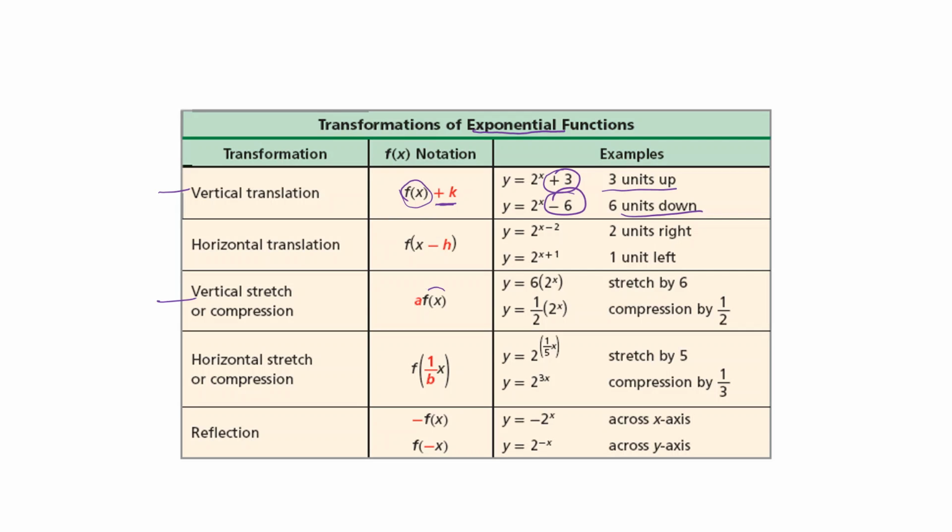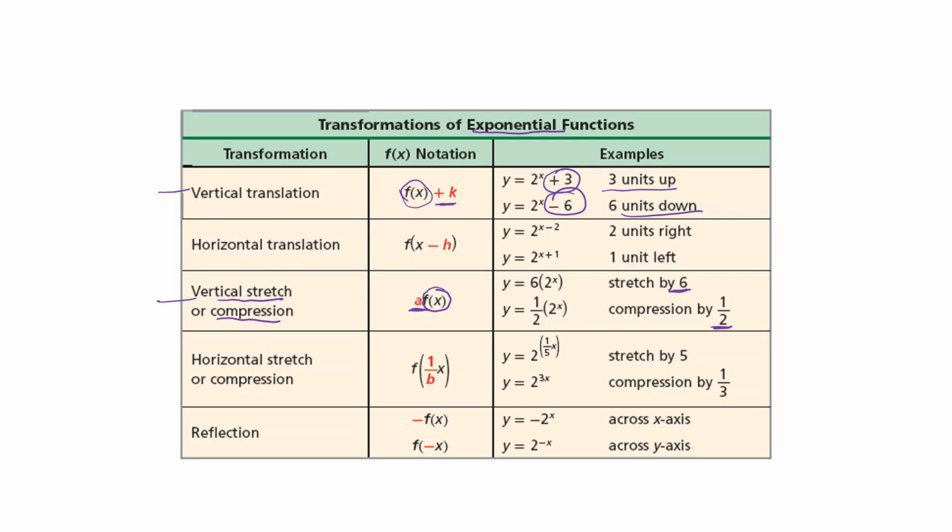Same way, if we have our y and we multiply something to it, that's going to tell us a vertical stretch or a vertical compression. Remember, a stretch if it's greater than 1, and a compression if it's less than 1. In our example here, you can see y equals 6 times 2 to the x power. So it's just going to be a stretch by 6. When you multiply, you're getting a stretch or a compression.